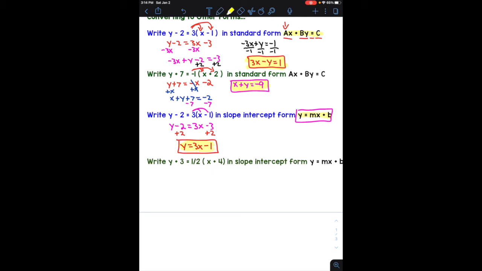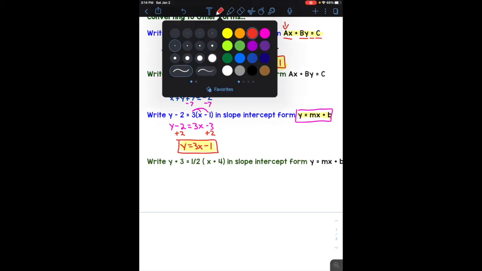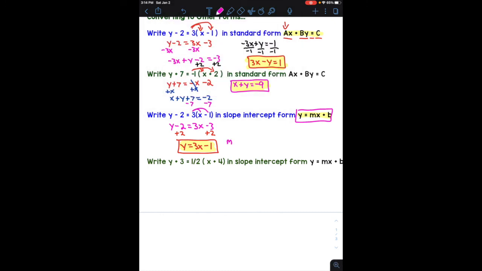It's in the y equals mx plus b form, where if we were asked what the slope is, we would say it would be 3, and if we were asked what the y-intercept was, we would say it's -1. Let's finish up with our last problem here. Again, we'll always distribute the slope. 1/2 times x we'll write as 1/2 x, and 1/2 times 4 is 2.